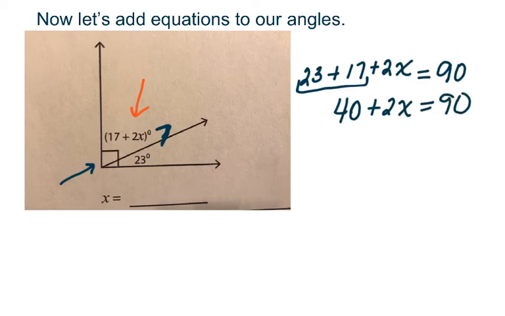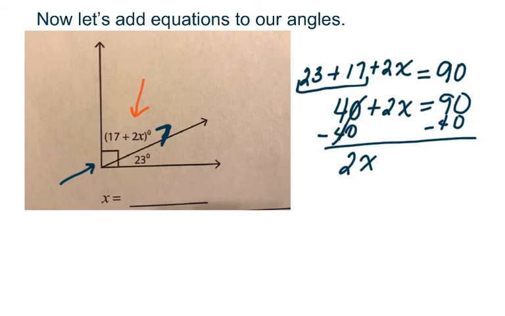Okay, so like I told you earlier, this is a multi-step equation. So we added our like terms. Now our main thing is to isolate x and put x all by itself on one side. So I'm going to start with what is not x. So this 40 does not have an x attached to it. And this is 40 plus 2x. So I'm going to go ahead and minus 40 from both sides. So now I have 2x equals 90 minus 40, which is going to equal 50.